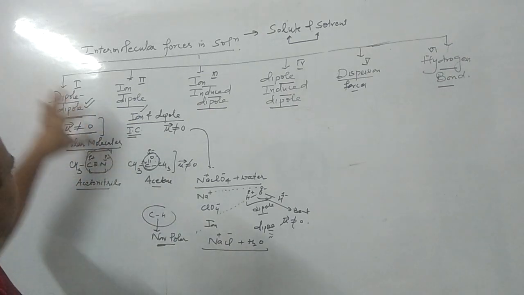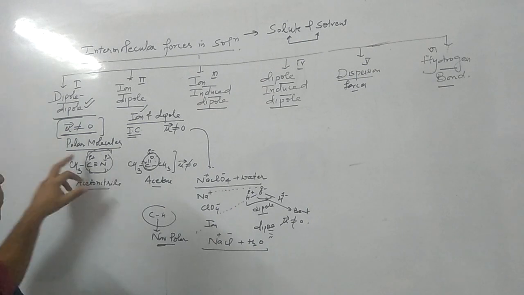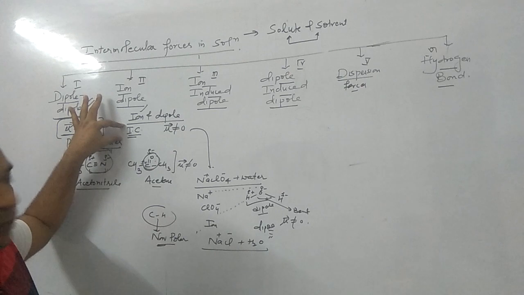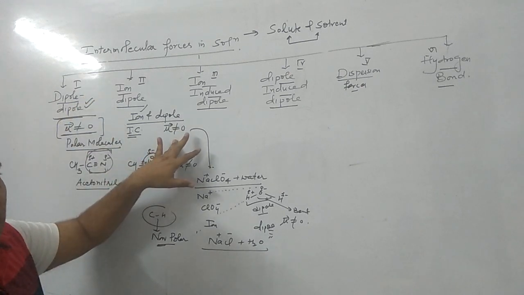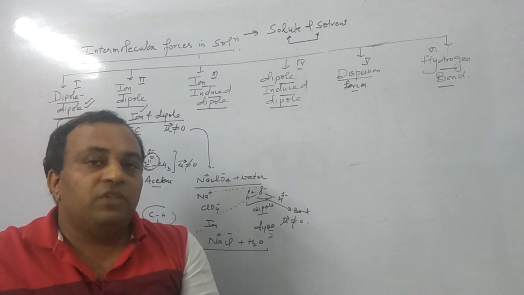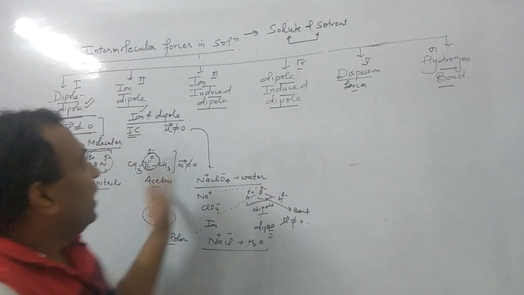आगे चलने से पहले एक बार फिर देखते हैं. Dipole forces: when the components, that is solute and solvent, both are polar molecules. Ion dipole: इसमें क्या होगा, one of the components is an ionic compound, another component is a polar compound. Are you well clear that a polar compound is a compound that will have the dipole moment not equal to 0? चलिए थोड़ा आगे चलते हैं.